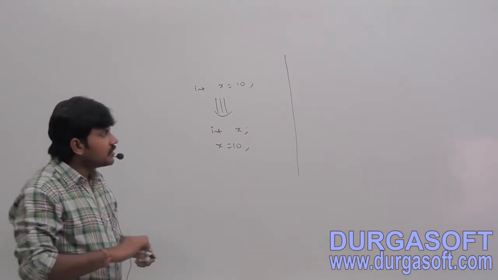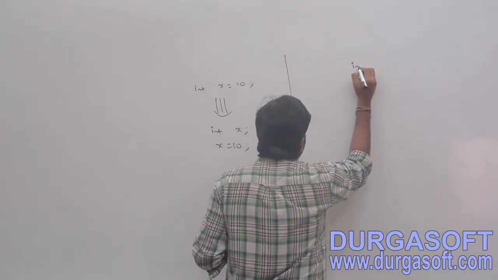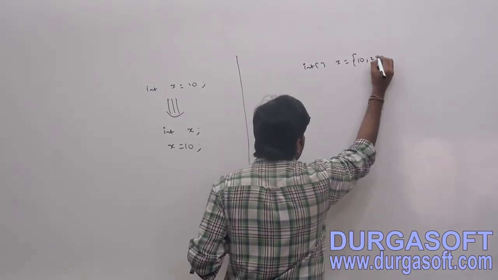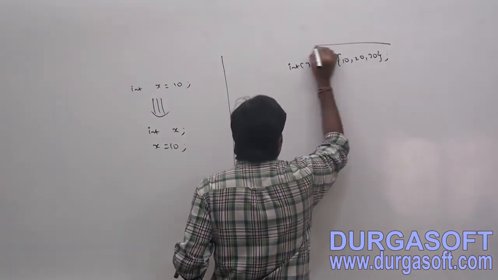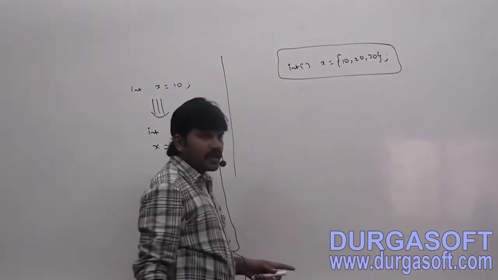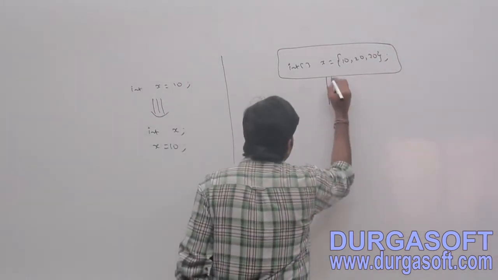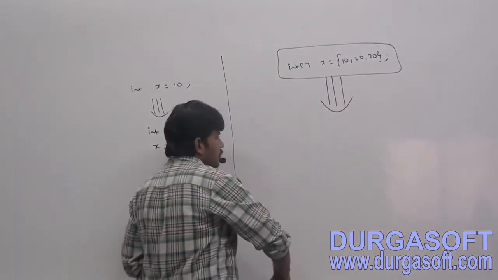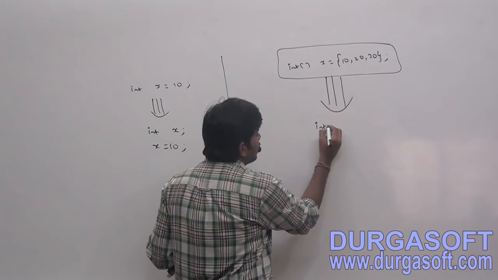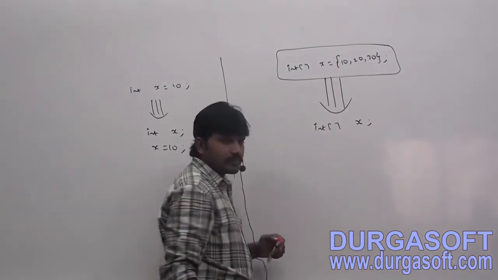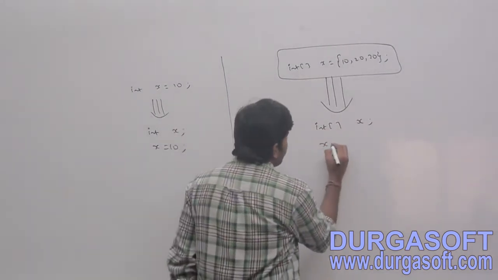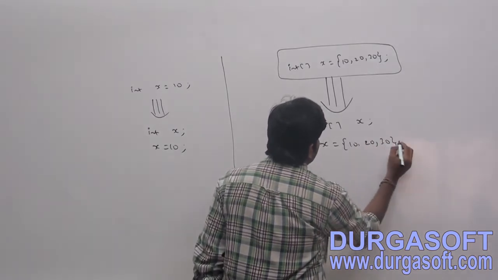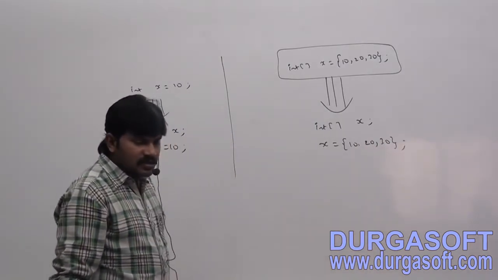Why don't you apply the same strategy for this also? Int array x is equal to 10, 20, 30. Sir, I want to divide it into multiple lines. First line: int array x. Second line: x is equal to 10, 20, 30. Can you tell, is it valid or invalid?